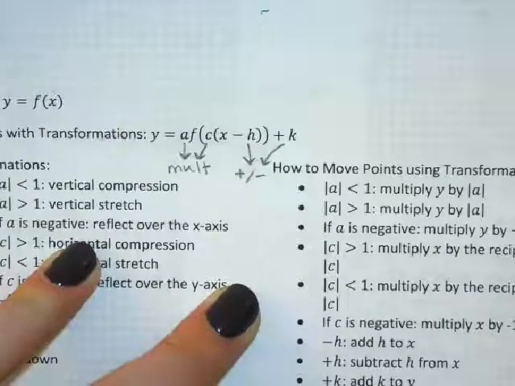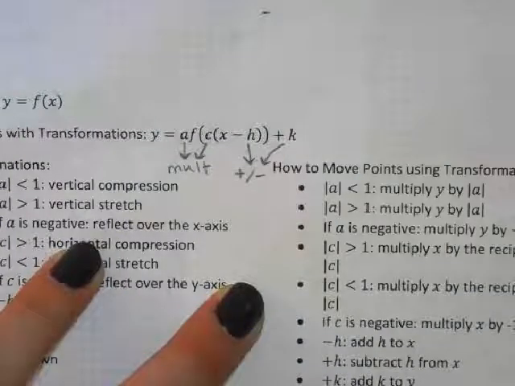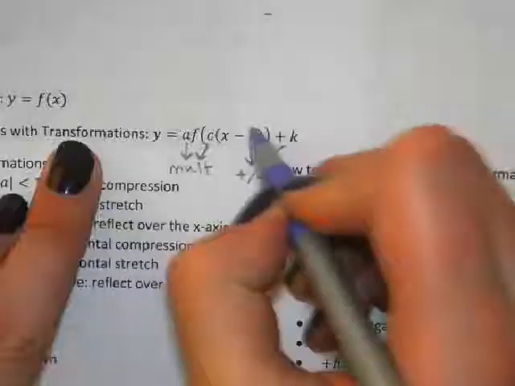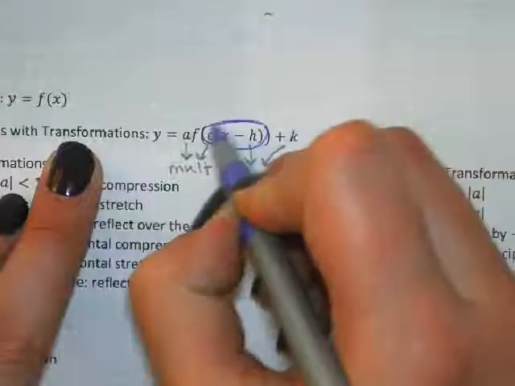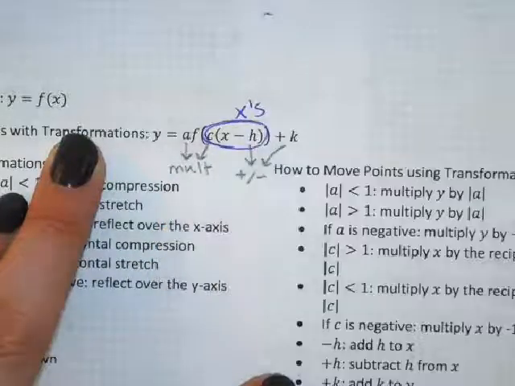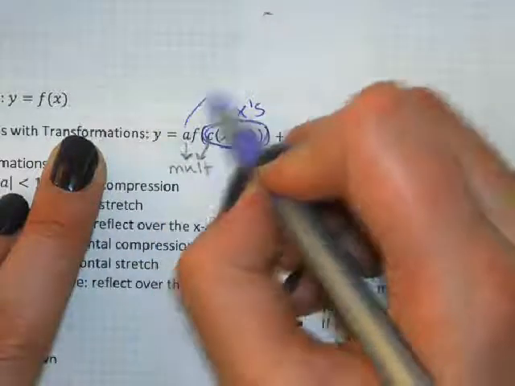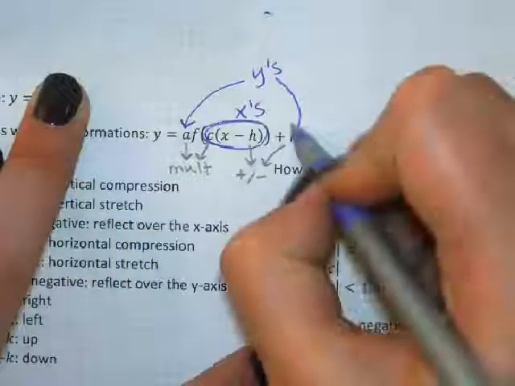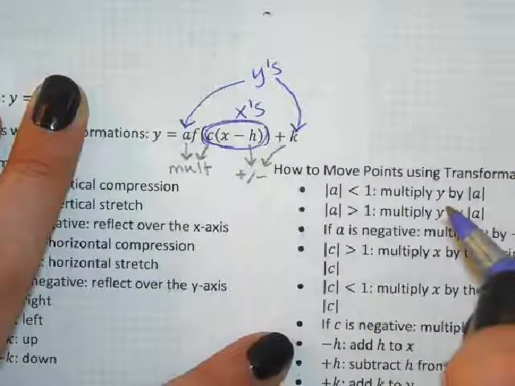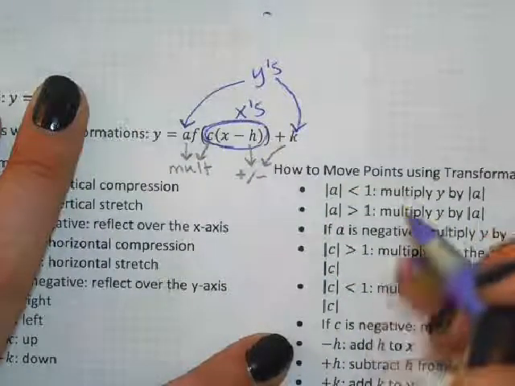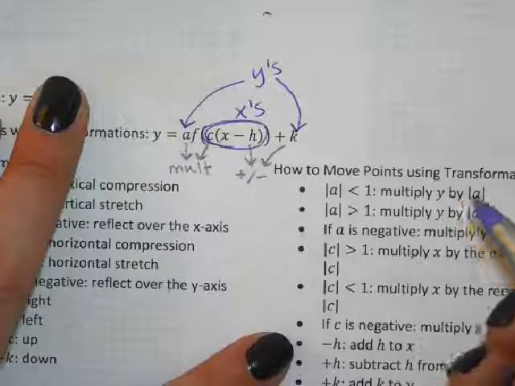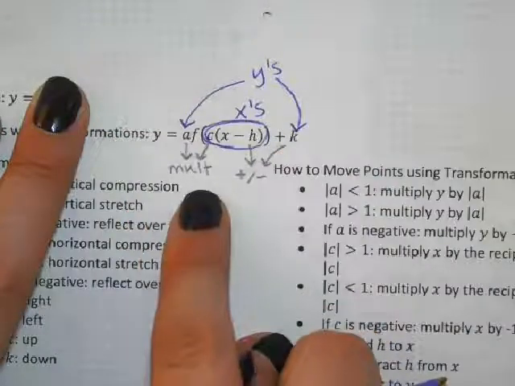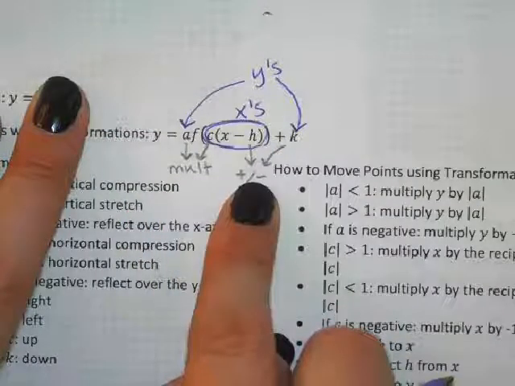Okay, and then the other part is what I was saying while we were doing those last couple problems, is that anything that happens on the inside happens to the X's, and anything that happens on the outside happens to the Y's. So for those of you who like to see something visually, that's like the visual of how the equations work. Okay, inside X's, outside's Y's. The first two are multiplication, the second two are addition and subtraction.